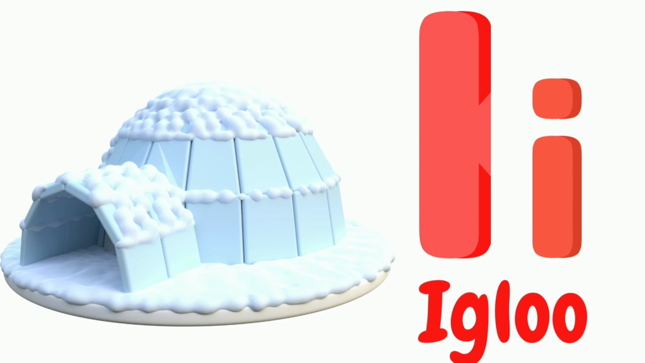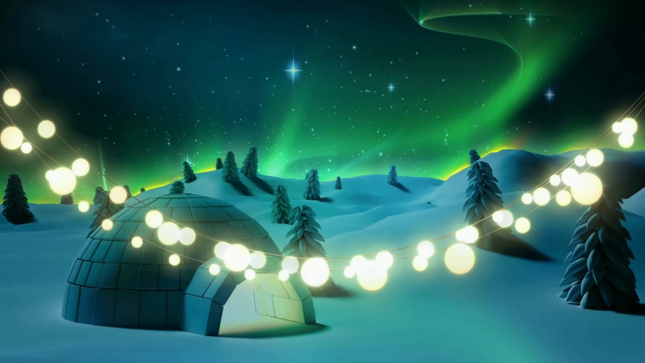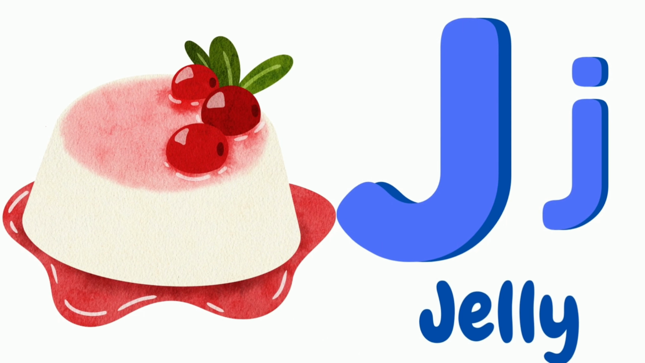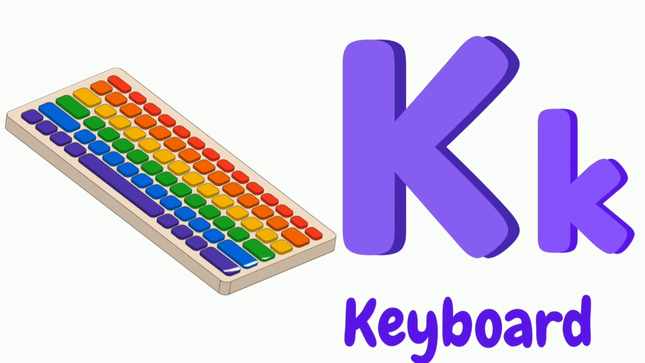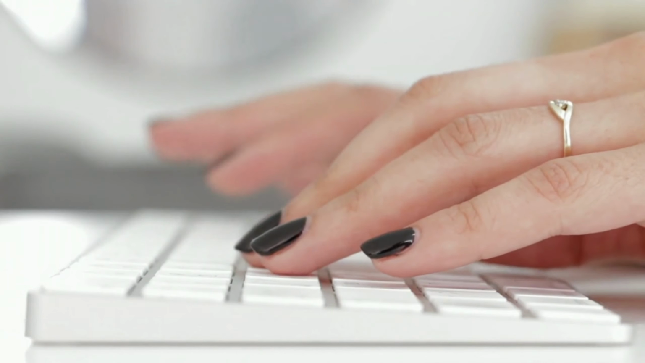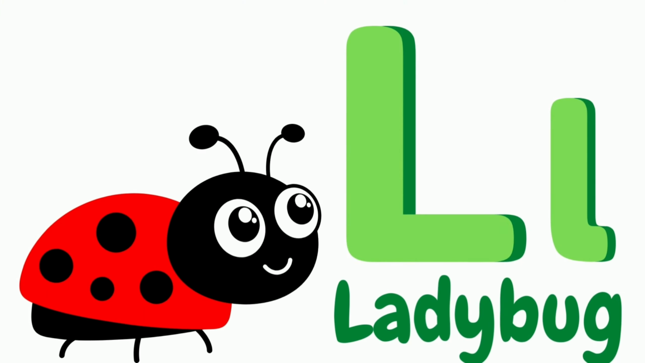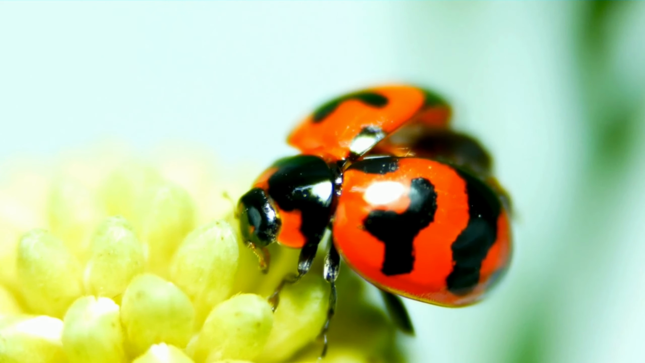I is for igloo, igloo, igloo. This is an igloo. J is for jolly, jolly, jolly. This is the jolly. K is for keyboard, keyboard, keyboard. This is a keyboard. L is for ladybug, ladybug, ladybug. This is a ladybug.